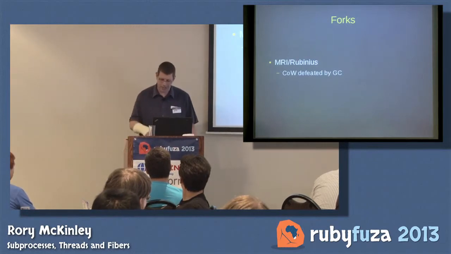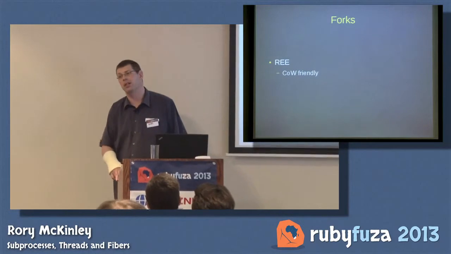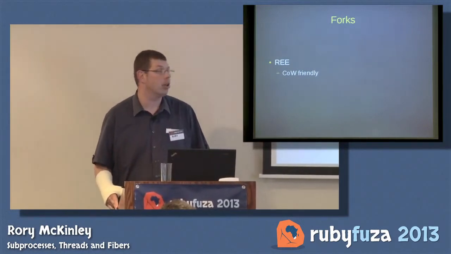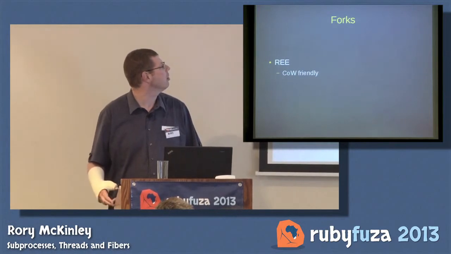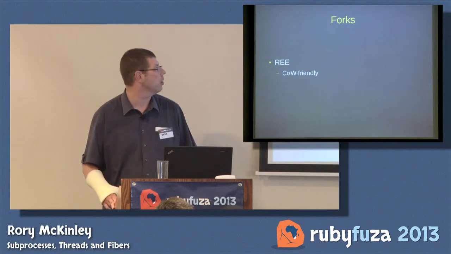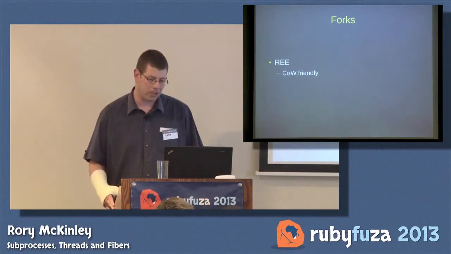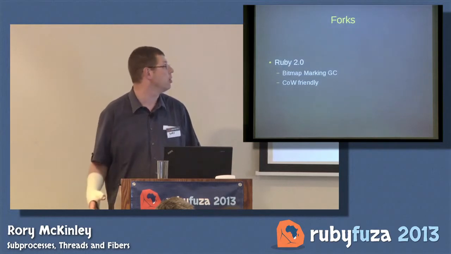I know, right? Yes. But so, guys familiar with REE? REE, that's one of the things they fixed, is they made the garbage collector copy on write friendly. The bad news is, as far as I know, there's still no 1.9 branch of REE. The guys don't think it's worth carrying on with. So if you want to be copy on write friendly, you're a bit stuck until you get to Ruby 2.0.